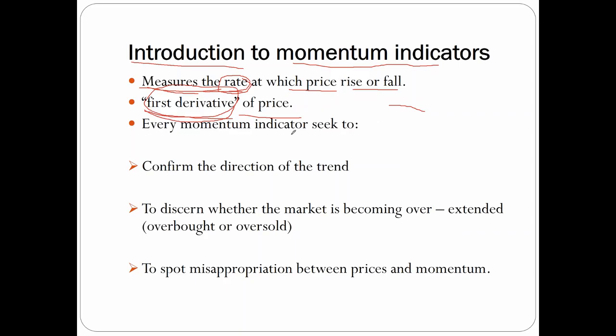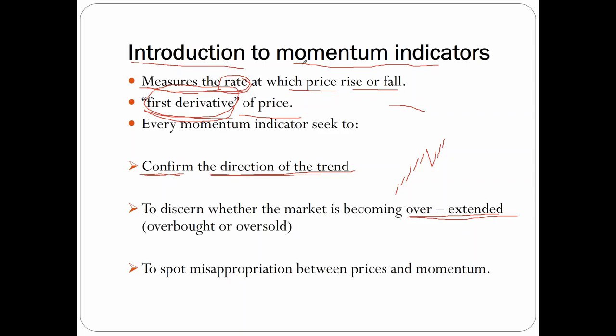So every momentum indicator seeks to confirm the direction of the trend. When we use a momentum indicator, we are looking for trend direction confirmation to discern whether the market is becoming overextended. That is, we have to see whether the market is becoming overextended in a single direction. If the market is going up and up and up, it needs a healthy correction to move up again.